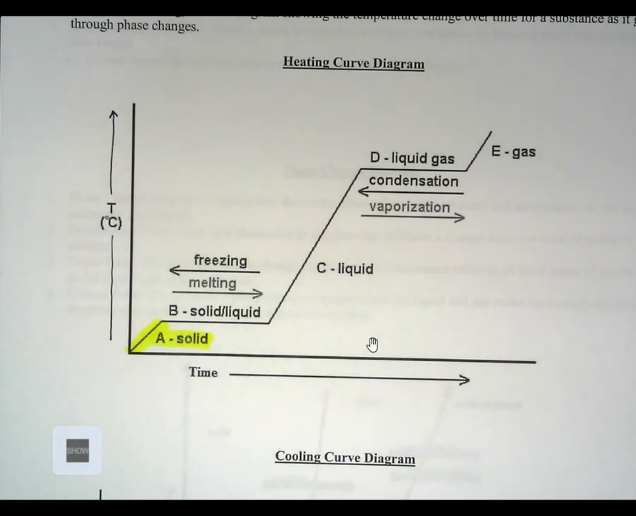All right, now if we look at this line, what is happening to the substance as time goes on temperature-wise? As we go along this line, what is happening to the temperature? Warming up. Yeah, it's warming up. It's increasing, right? Okay, so the temperature is increasing.